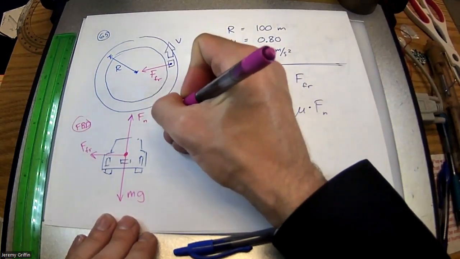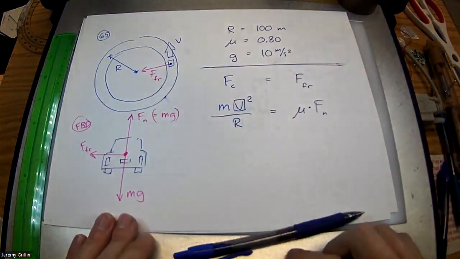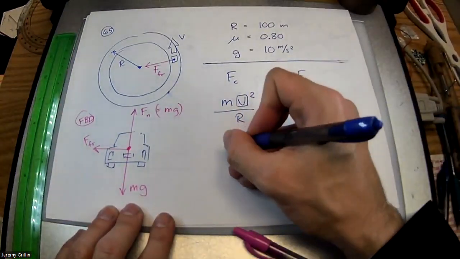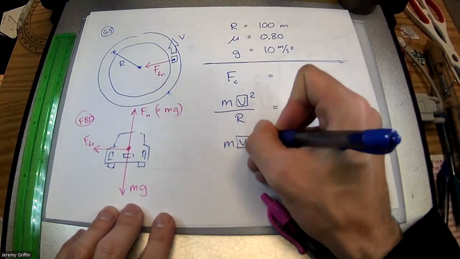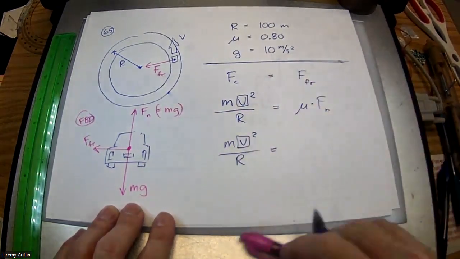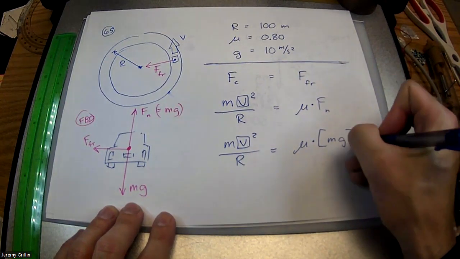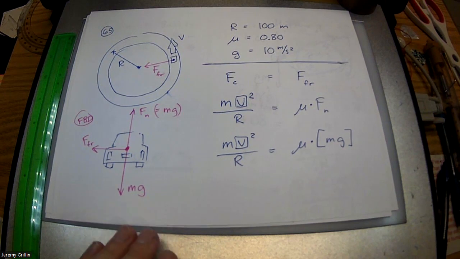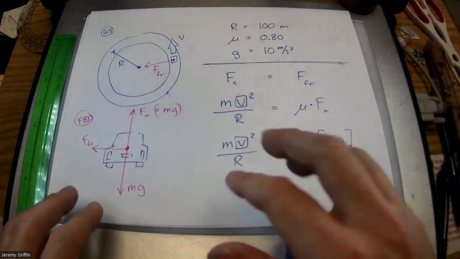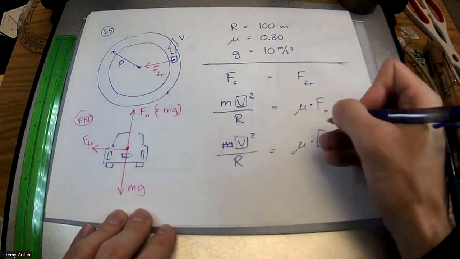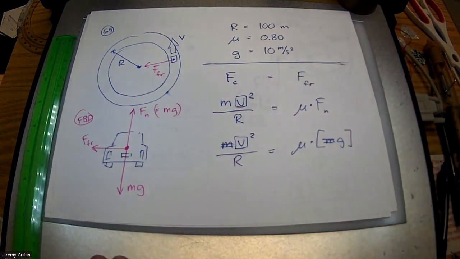Yeah, you see it, right? Because it's equivalent to the weight on a flat track. Okay, so we do one more substitution. mv squared over r is equal to mu times mg. And this is where the mass of the car cancels out. So it doesn't matter what car you have or if you loaded it up with groceries or not, as long as the tires are the same from car to car. There you go.